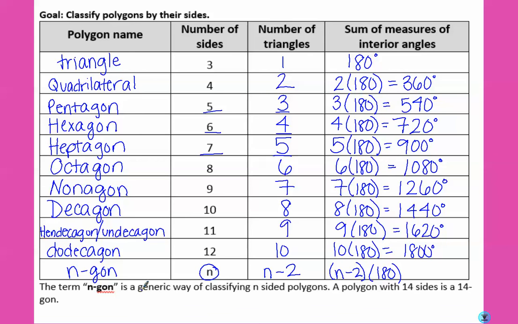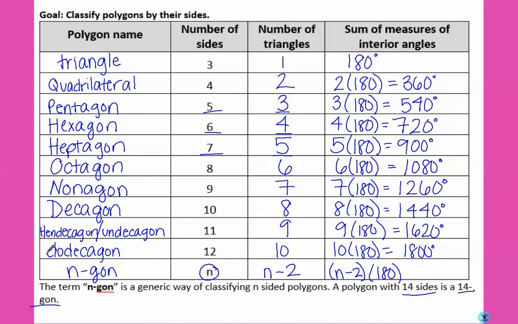If you have a polygon bigger than 12 sides, we would refer to it as, for example, a polygon with 14 sides is a 14-gon. If it was a polygon with 72 sides, it would be a 72-gon. We just plug in the number once we get higher than 12.